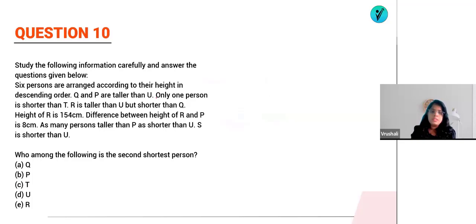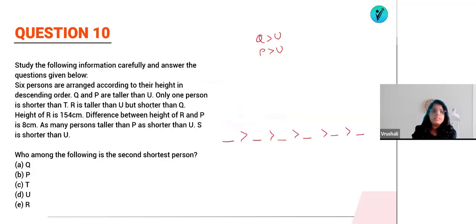Study the following information carefully and answer the question given below. 6 persons are arranged according to their height in descending order. Q and P are taller than U. Q is taller than U. P is taller than U. Okay, 1, 2, 3, 4, 5, 6 persons are there.